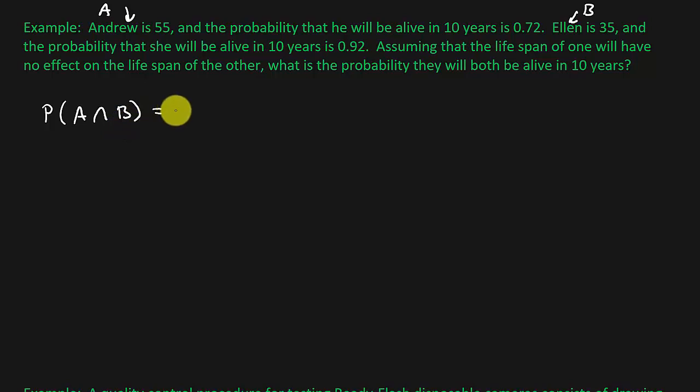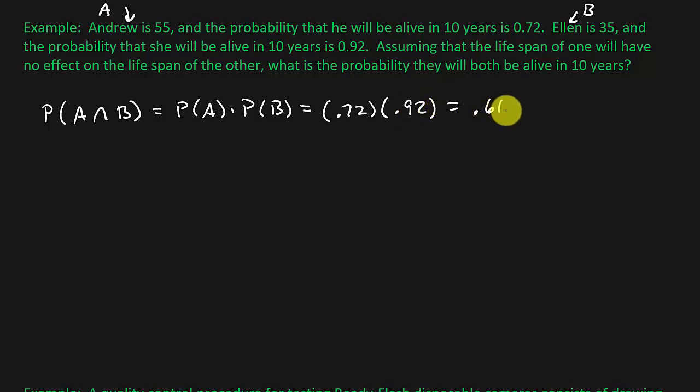And so this is going to be the probability of A times the probability of B. We just multiply them together. And so that's 0.72 times 0.92, and that is going to equal 0.66. And so that's the probability that they will both be alive. Okay.